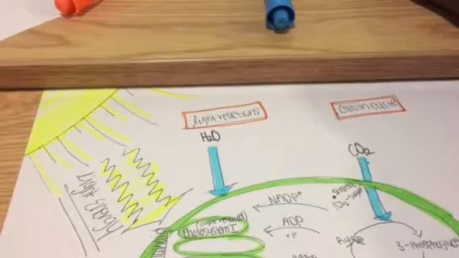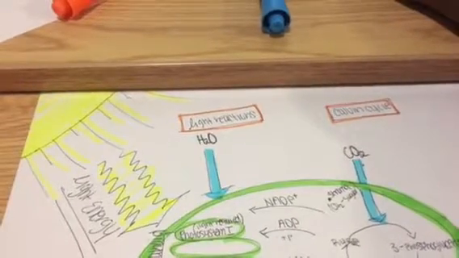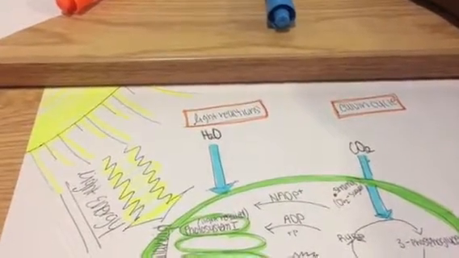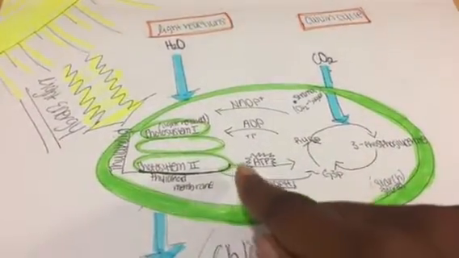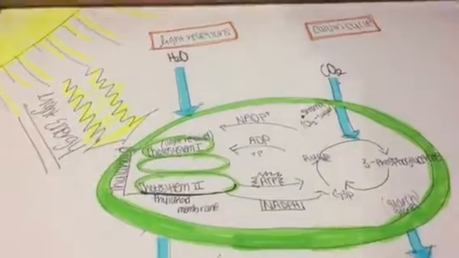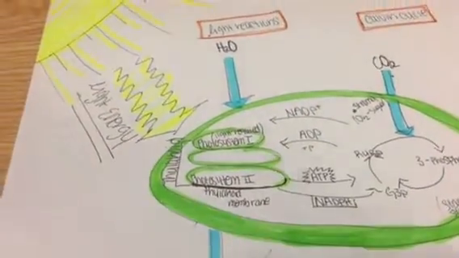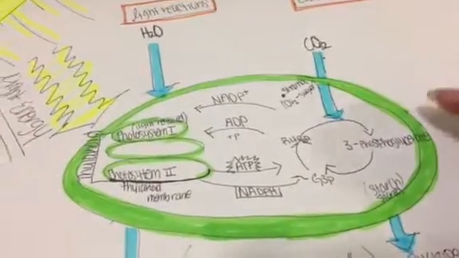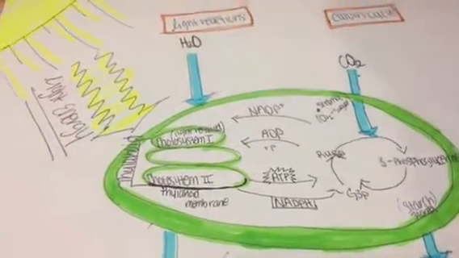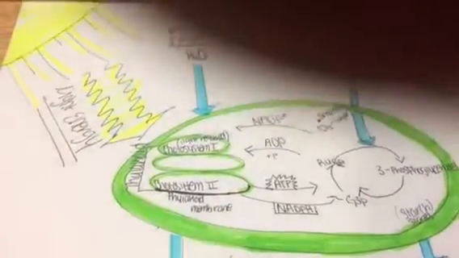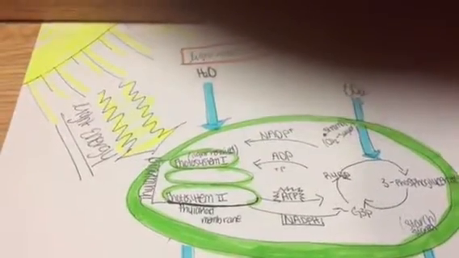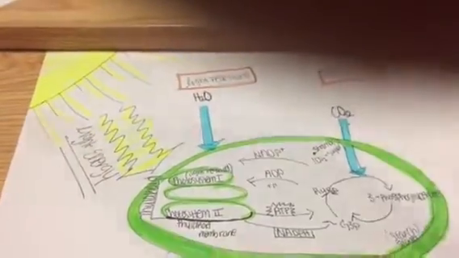Step 3 is the 3-PG gets a phosphate, each of them, from ATP. So that's what this is. And that becomes this right here. These are 6.